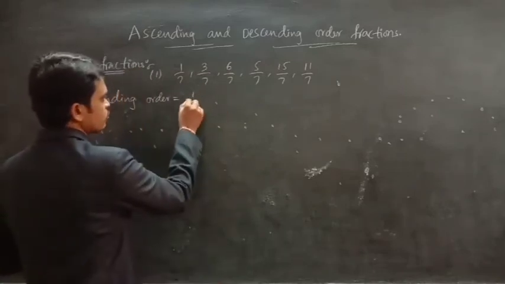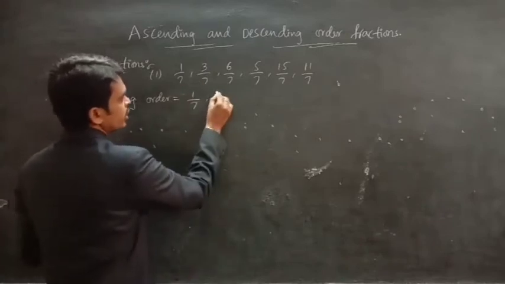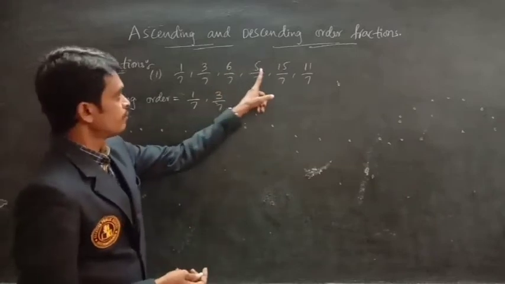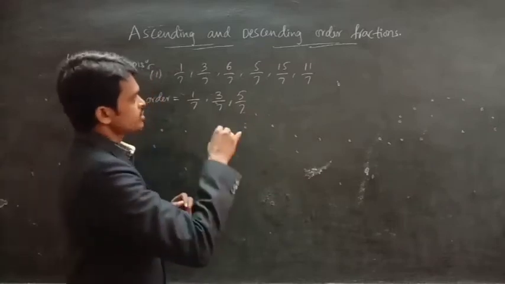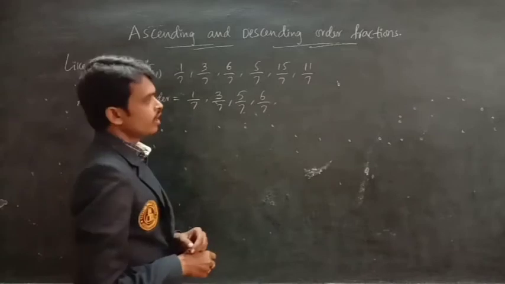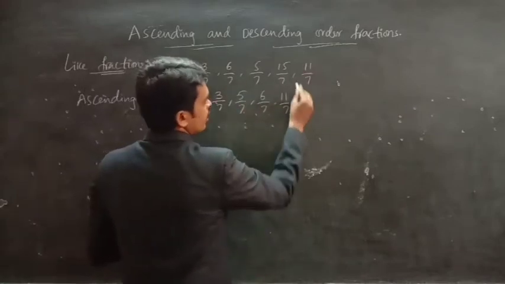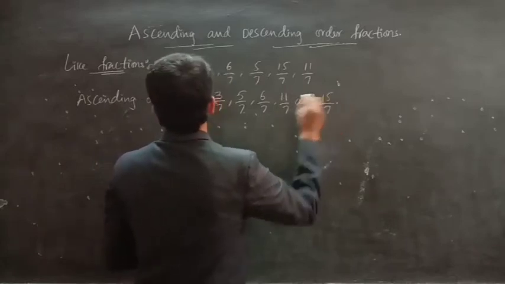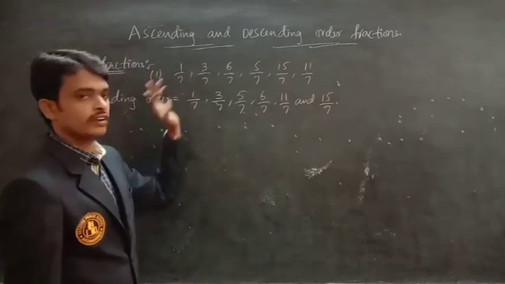1. So let us write 1 by 7. Next 3 by 7. Next 5 by 7. Next 6 by 7. After that 11 by 7, and the last one is 15 by 7. In this way, we write the ascending order of like fractions.